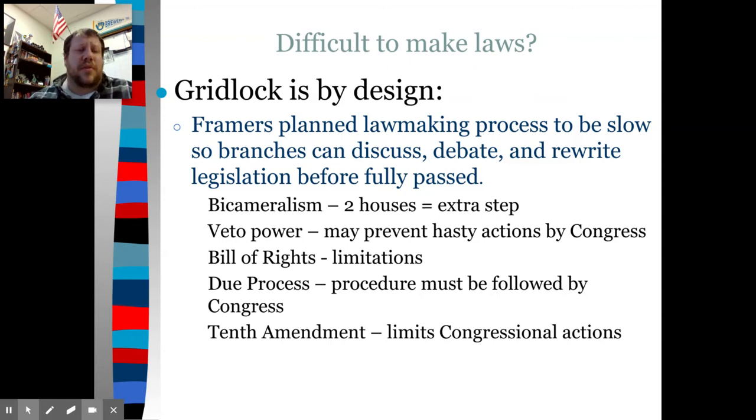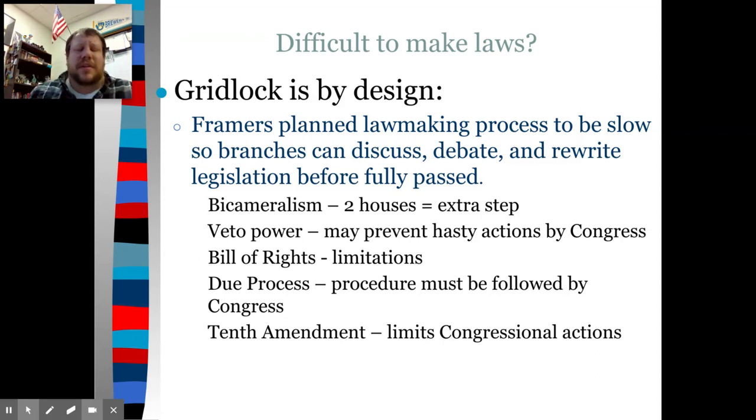You have the whole process going through committee and all that kind of stuff as well, as you guys maybe saw in government class. We have veto power by the president to limit hasty actions and knee-jerk reactions. We have the Bill of Rights that says you can't make laws that violate people's rights. We have due process, so all procedure has to be followed for every single one. We can't skip levels and go right to something else instead. And there are certain things that you cannot make laws about.